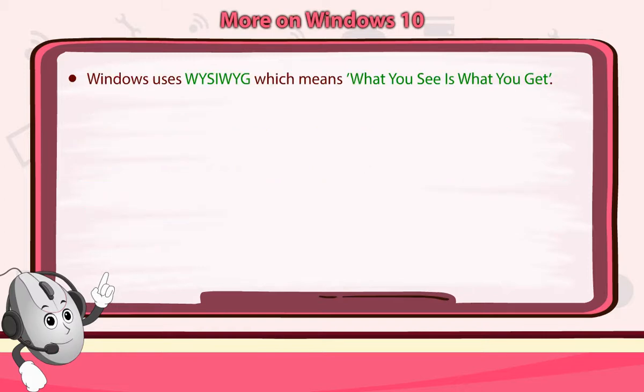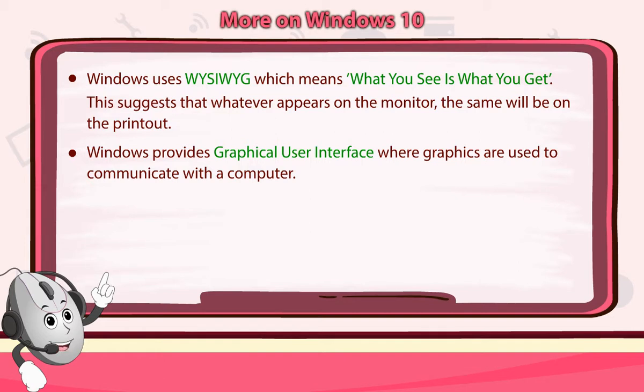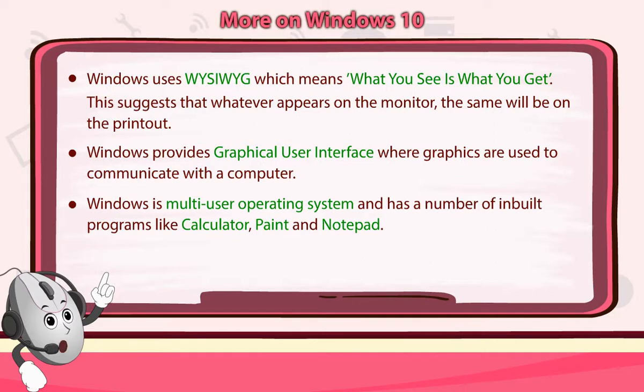Windows uses WYSIWYG, which means what you see is what you get. This suggests that whatever appears on the monitor, the same will be on the printout. Windows provides a graphical user interface, where graphics are used to communicate with the computer. Windows is a multi-user operating system and has a number of inbuilt programs like Calculator, Paint and Notepad.